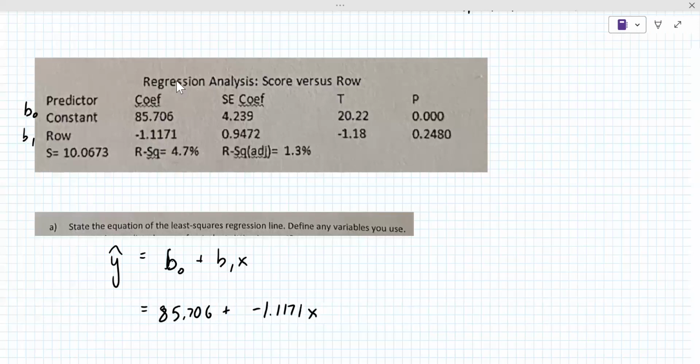1.1171x. I think it's sometimes good to actually indicate what x represents. So like going back to the problem and figuring out what is the input variable? What is it that they're measuring here? And the input or the independent variable is, I guess it's the distance or the seat location. I don't know. Let me. Yeah. Does the seat location matter?